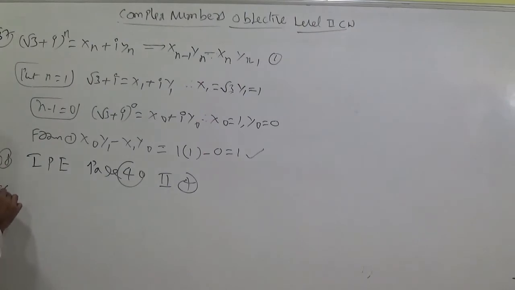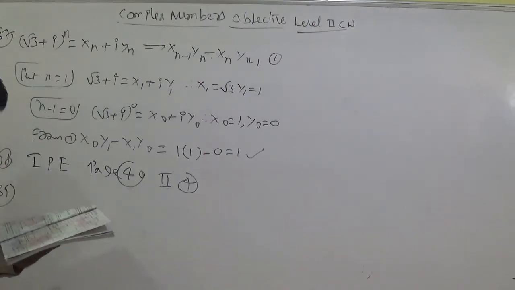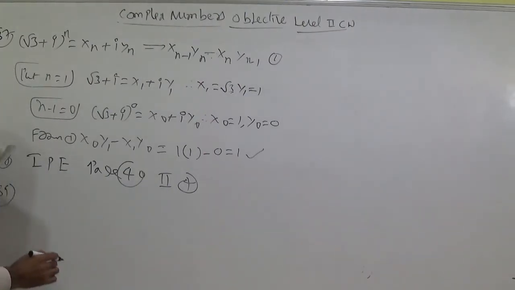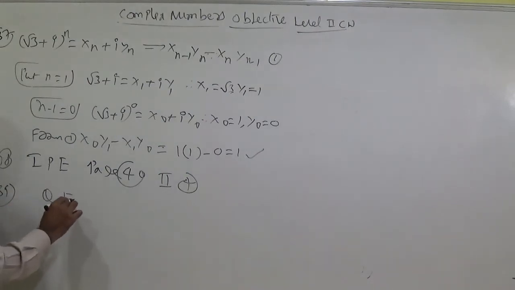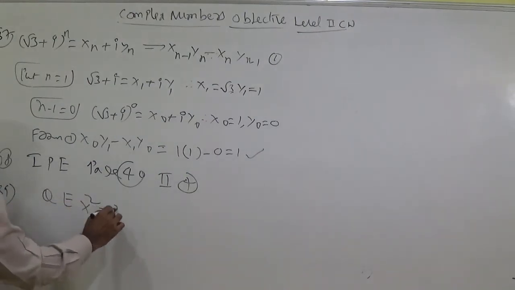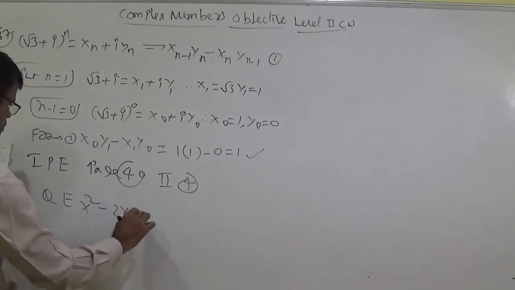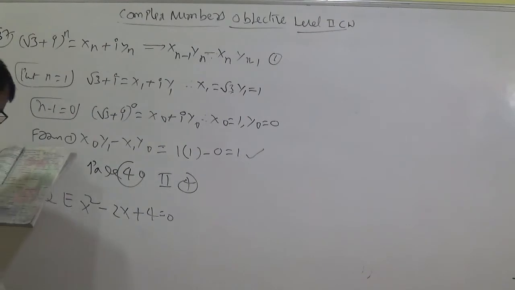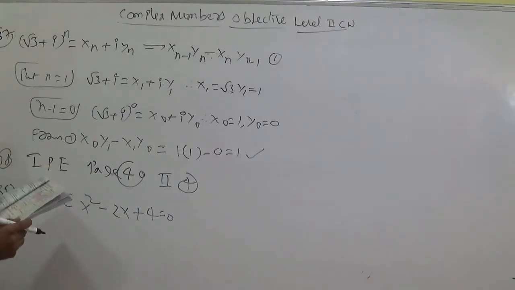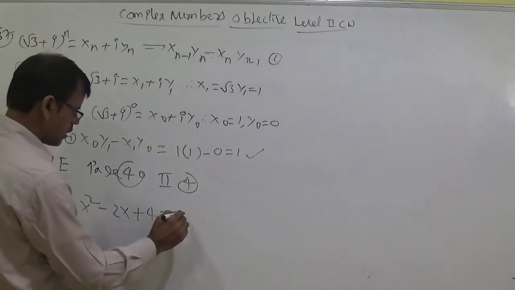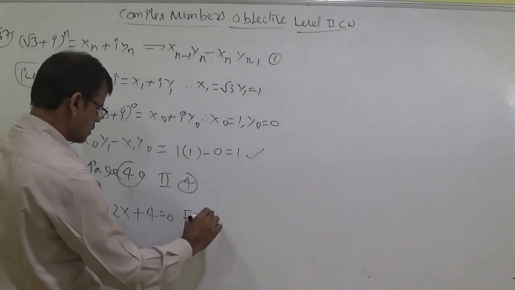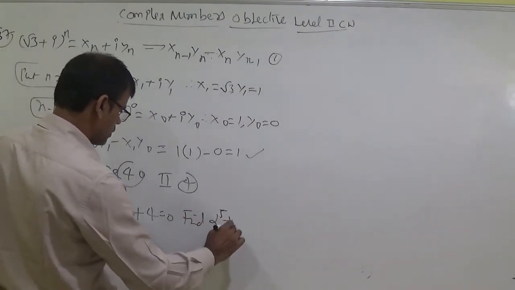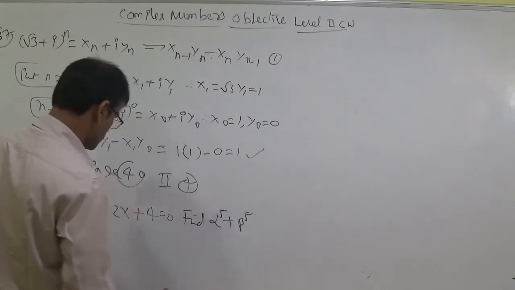38th question is nothing but an IPE question, page number 40, Roman number 2. Next, 39th question. A quadratic equation is given as x square minus 2x plus 4 equal to 0. If alpha, beta are the roots, then you need to calculate alpha power 5 plus beta power 5.